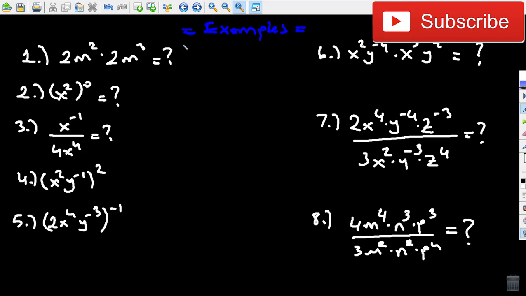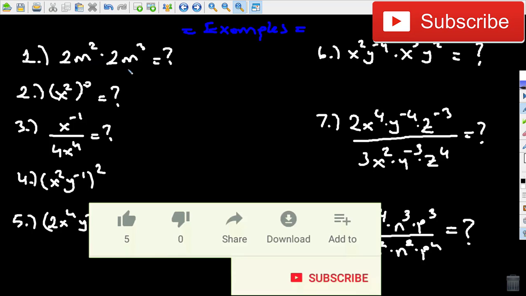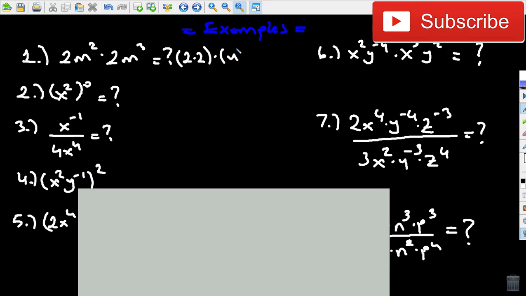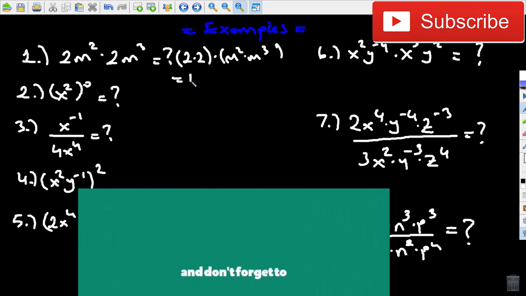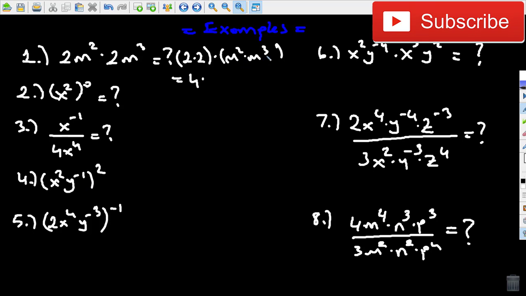So in the first problem, what I see is 2 times m squared times 2 times m cubed. In this case, what we need to do is first group the constant numbers, so we get 2 times 2, then I'm going to group the like terms with the same base, so m squared times m cubed. We know that 2 times 2 is 4, times m squared and m cubed. They have the same base and they're being multiplied, so we add up the exponents. It's going to be equal to m to the power of 2 plus 3, which is equal to 5. So 4 times m to the power of 5.